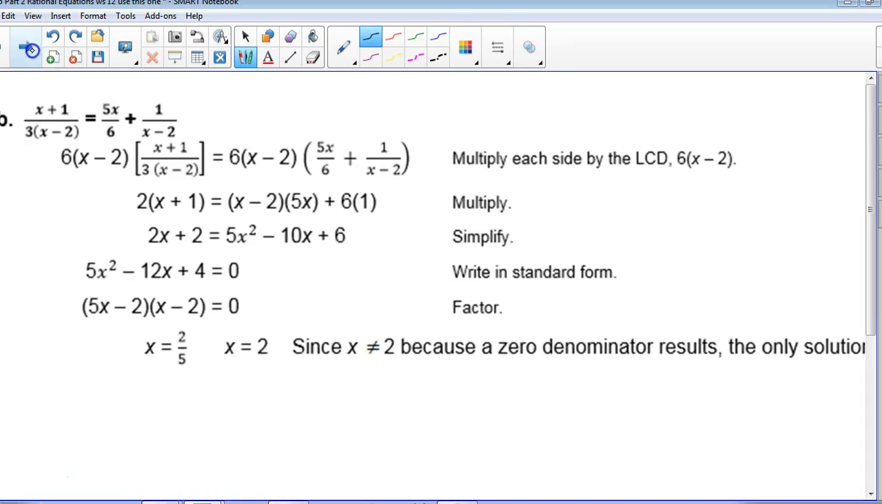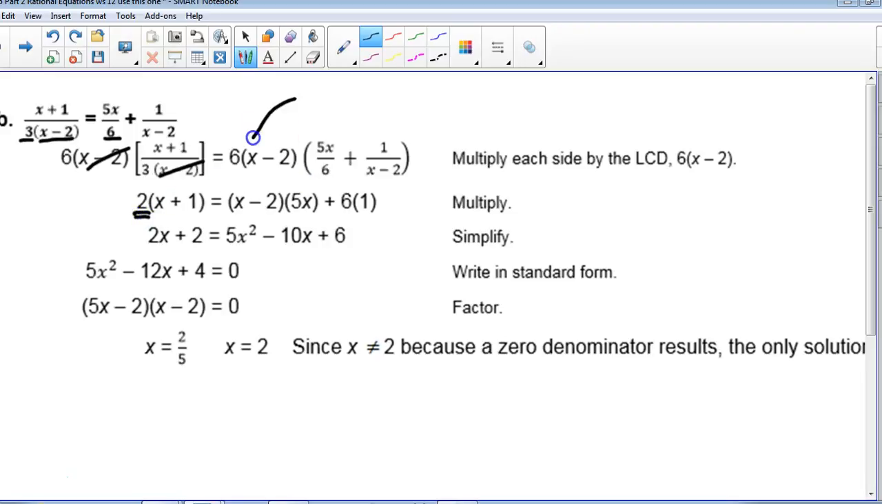All right. This one on your notes though, I just want to talk about when you have a 3, an x minus 2, and a 6 all in the denominator, you can just use 6 and x minus 2 for the common denominator, right? Because 3 is a factor of 6. And then what they did is they multiplied it by each piece. So on the left-hand side, the x minus 2's canceled, and 3 went into 6, and that's where they got this 2. Everybody see that?